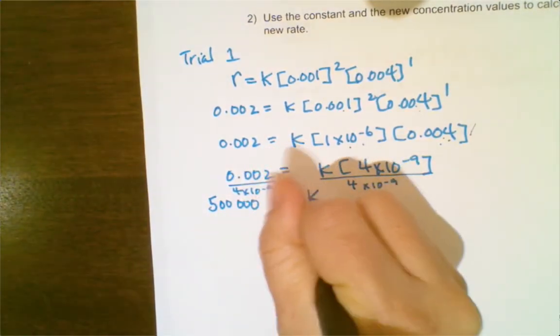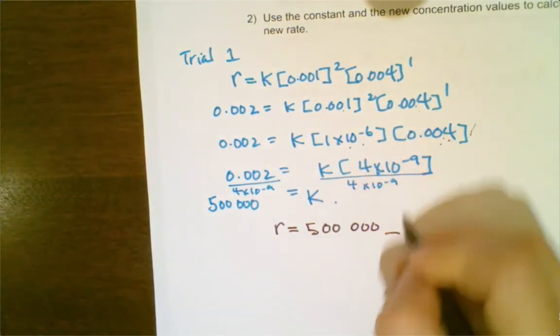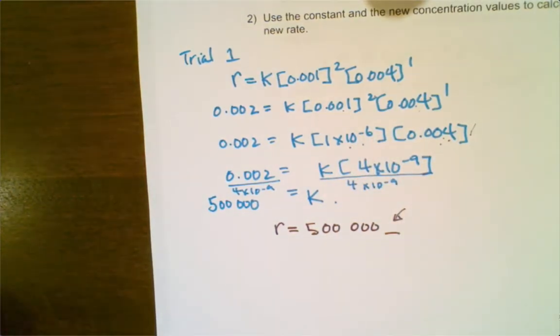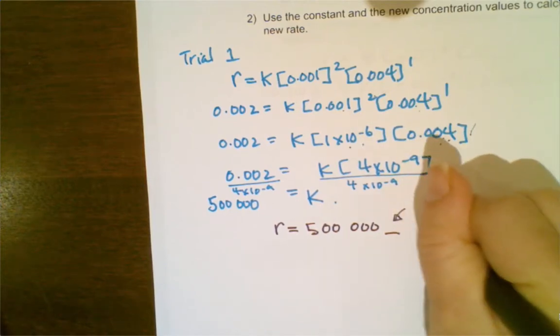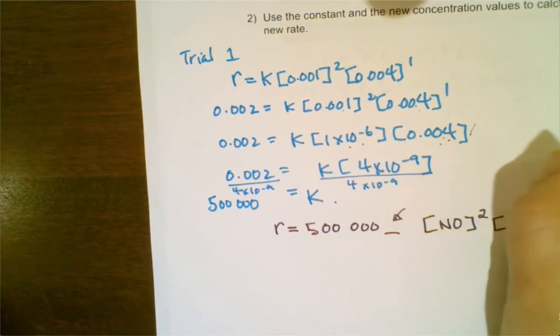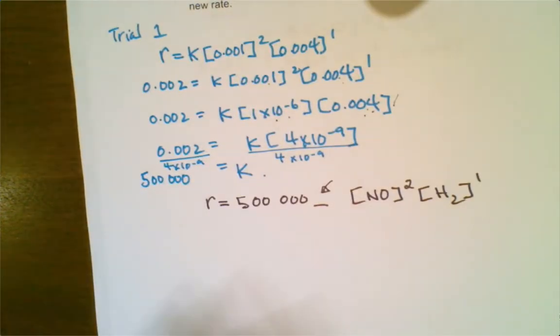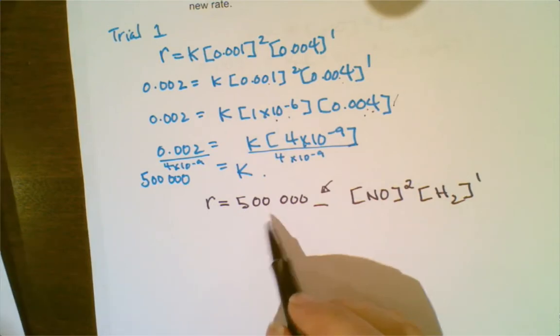R equals 500,000. Okay, now I'm going to leave a blank here because we still have to solve for the units of k. But I know the exponent for this concentration is a 2. This exponent is a 1. Okay? Now, how do I go about solving for the units for k?